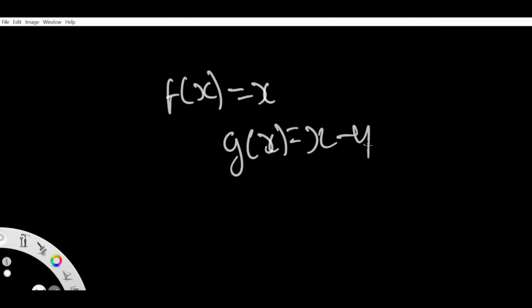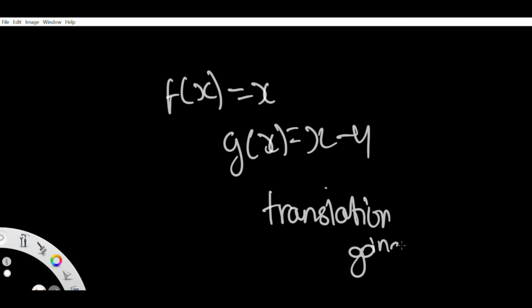So now let's do a few problems on describing the transformation. We have f of x equals x and g of x equals x minus 4. When you look at this problem, we can see that the y-intercept is changed. So we can say that this is a translation going down 4.